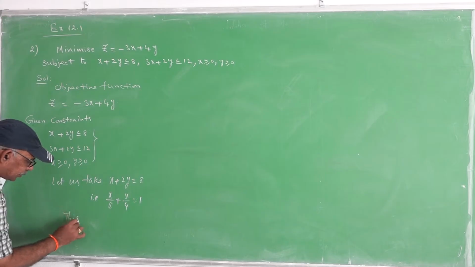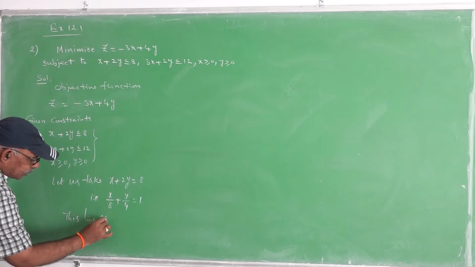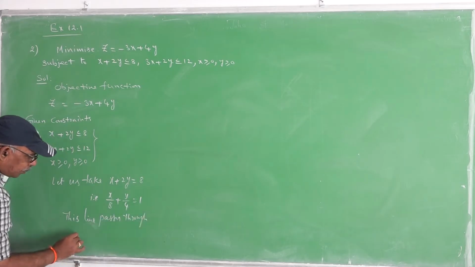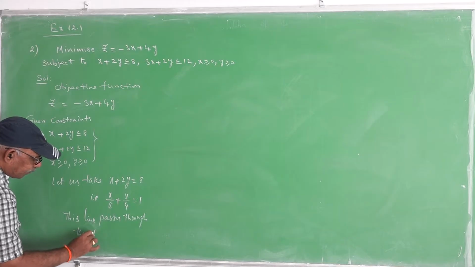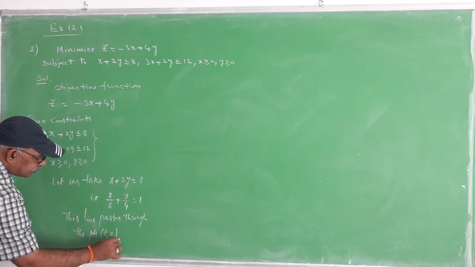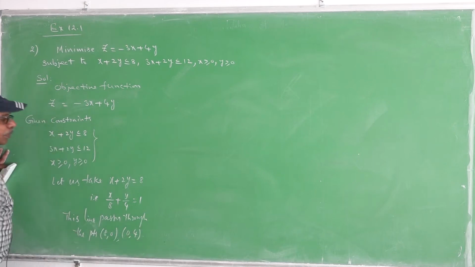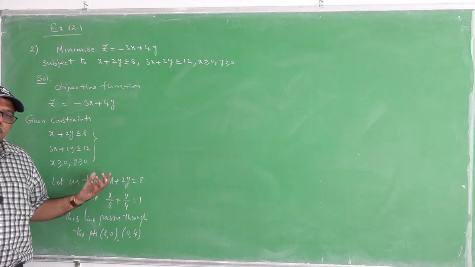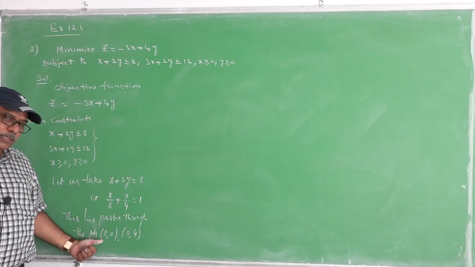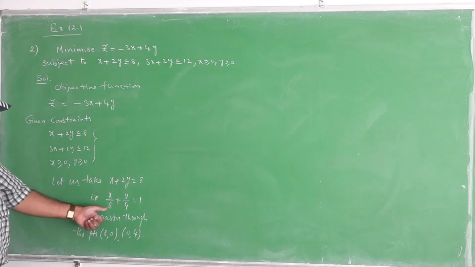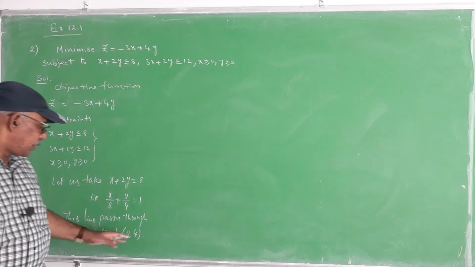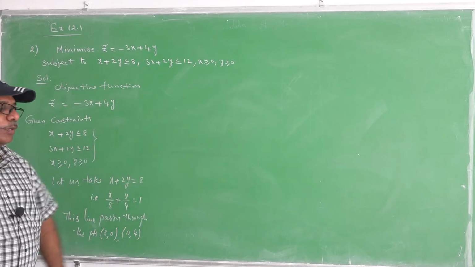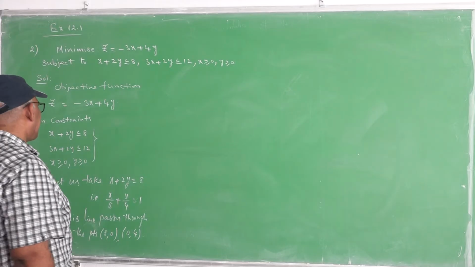So, this line passes through the points 8, 0 and 0, 4. Once we reduce the given line to the intercept form, we can get the points where that line meets the x-axis as well as the y-axis. With the help of these x-intercept and y-intercept, we can get those 2 points. Once we have these 2 points, you can draw the line graphically, you can sketch the line.